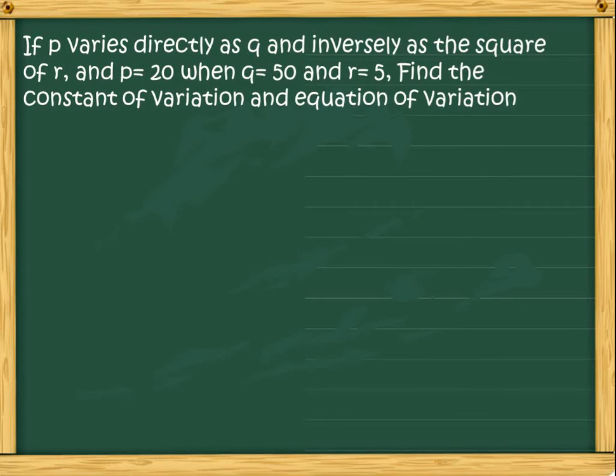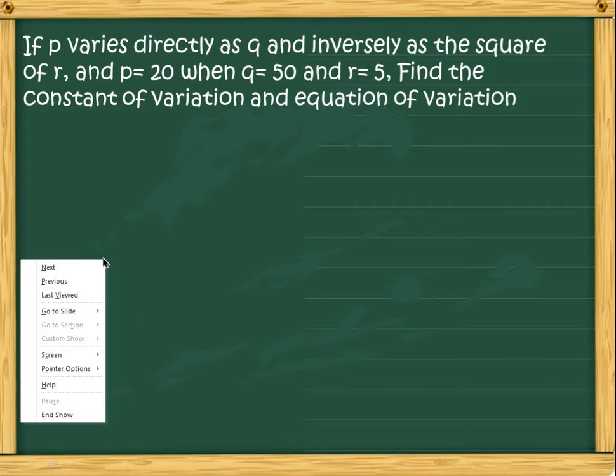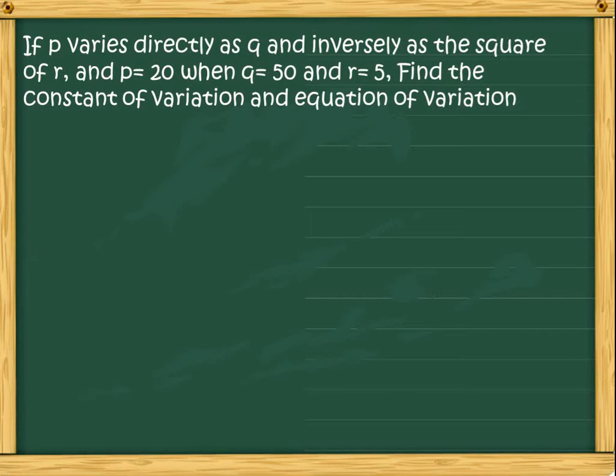Sub-item 2. If P varies directly as Q and inversely as the square of R, and P is equal to 20 when Q is equal to 50 and R is equal to 5, find the constant of variation and the equation of the variation. So we were asked to find the constant of variation, or k, and the equation of variation. To get the value of those two things, we need to have an equation first.